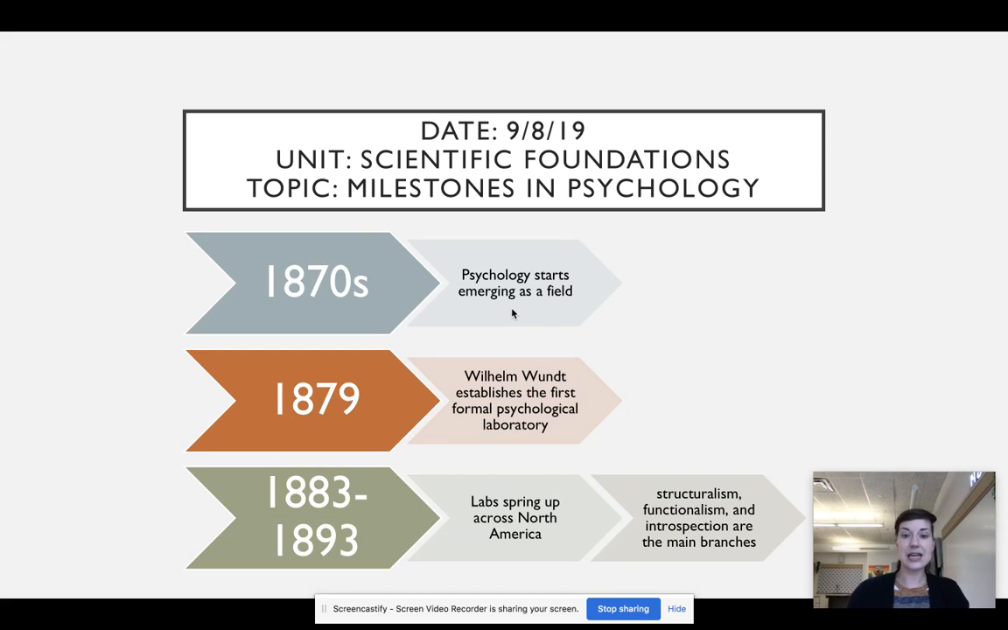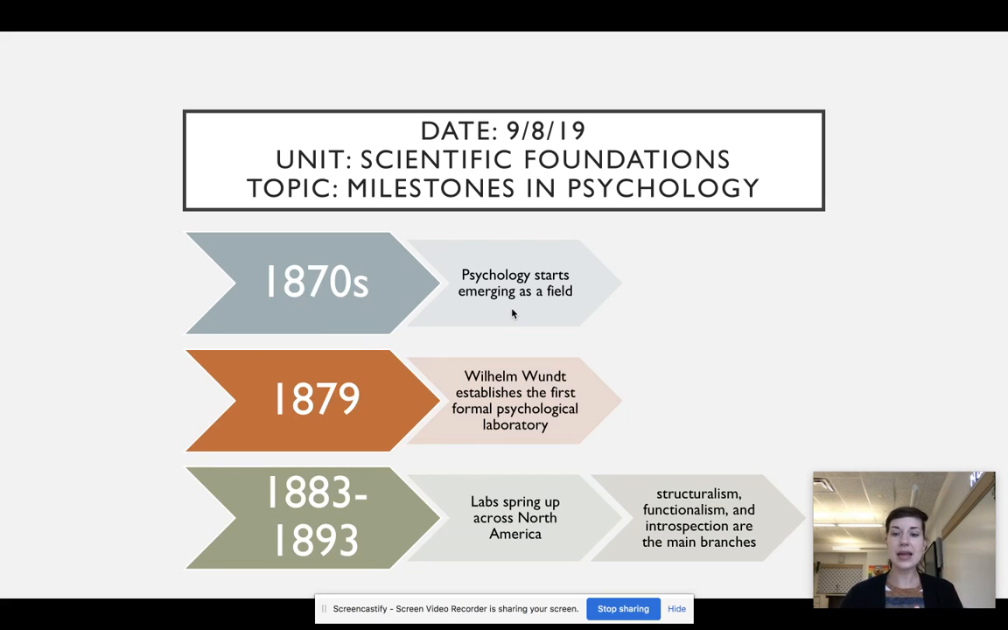And in 1879, this dude named Wilhelm Wundt creates the first actual laboratory to study psychological stuff. So before this, people were kind of looking anecdotally, maybe figuring stuff out. He set up the very first lab with tightly controlled experiments. Okay. And then after that, in the 1880s and 1890s, you saw labs come up all over North America. So people started to copy him.